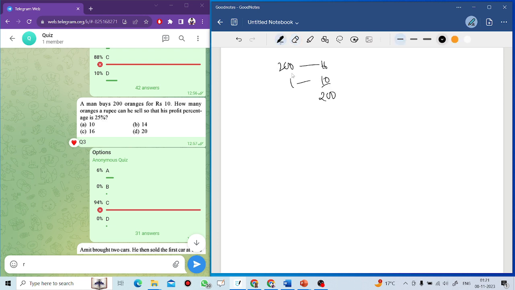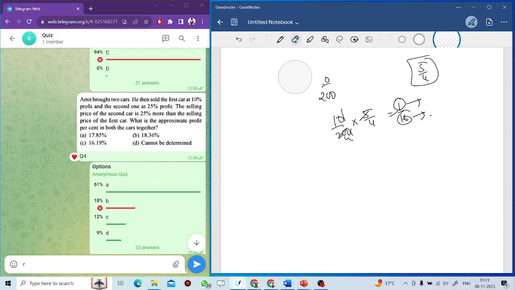10 by 200. Now we need a profit percentage of 25%, so 10 by 200 into 1.25. 25 means 5 by 4 will be the multiplying factor. So 5 by 4, this gets cancelled. 5 4 20, so 1 by 16. So for 1 rupee, 16 oranges you should sell. So 16 is the answer to this question.